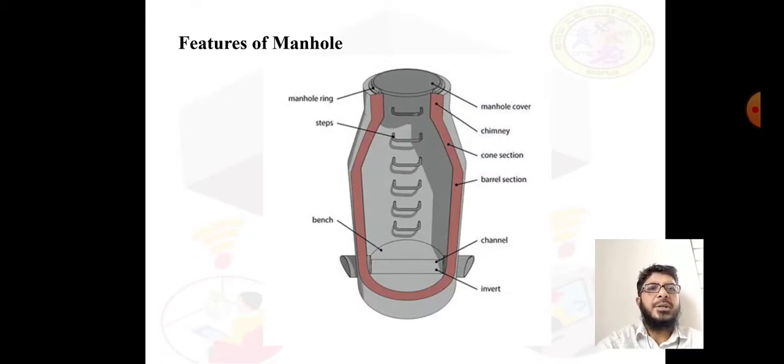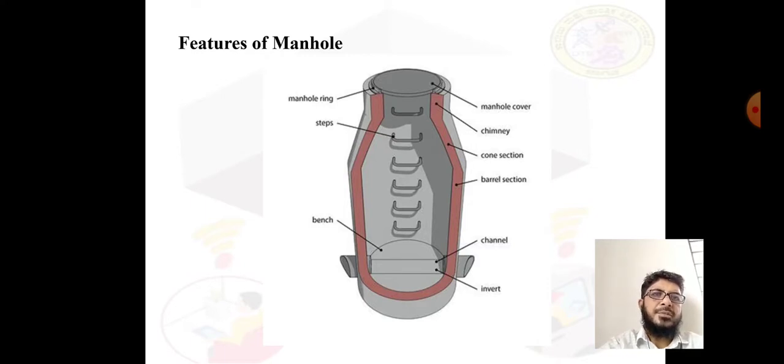So in the sketch we can see the different parts of the manhole. Moving from the top, we will find a manhole cover which has perforations so that gases can escape. So ventilation of the sewer can take place. Second, it is fitted to the manhole ring. Then a small portion below the manhole cover is called a chimney. Then it is enlarged and connected to the barrel section.